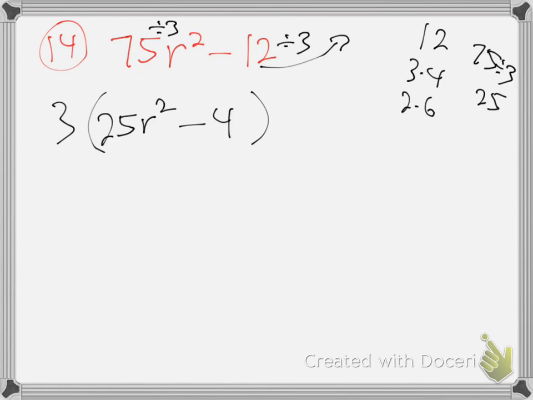What'll make 25R squared? 5R, 5R. Make sure you write 5R, 5R, not 5, 5. Good. And what about 4? 2 and 2. So it is a double-double, isn't it? So 5R, 5R.